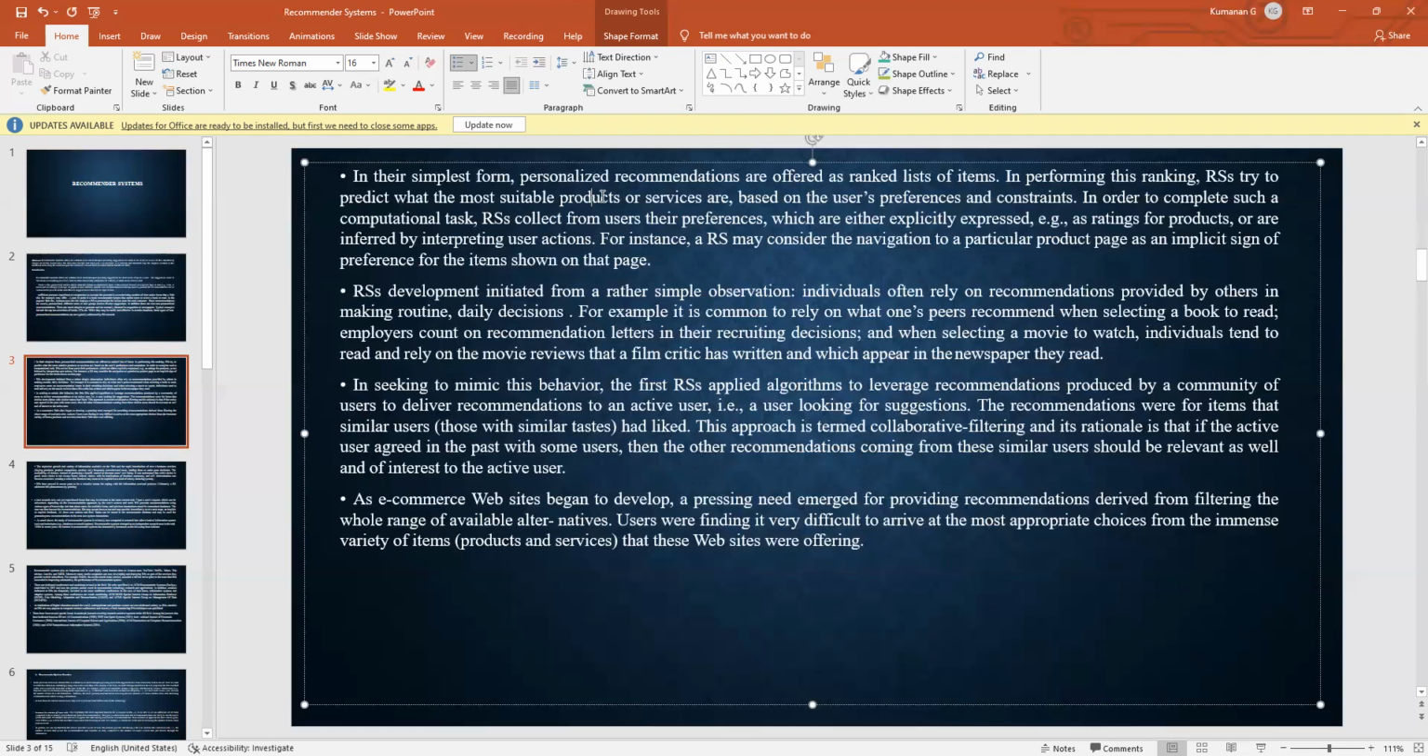As e-commerce websites began to develop, a pressing need emerged for providing recommendations derived from filtering. With the wide range of available alternatives, users were finding it very difficult to arrive at the most appropriate choice from the immense variety of items that these websites were offering.